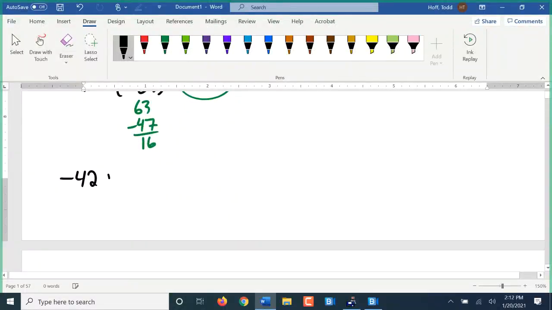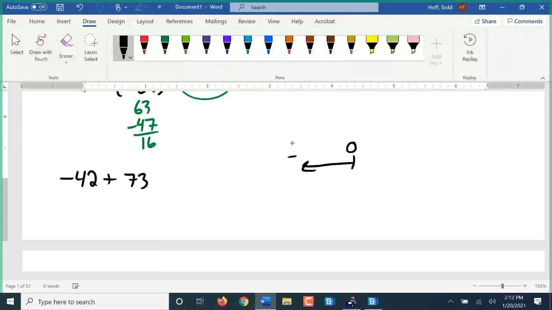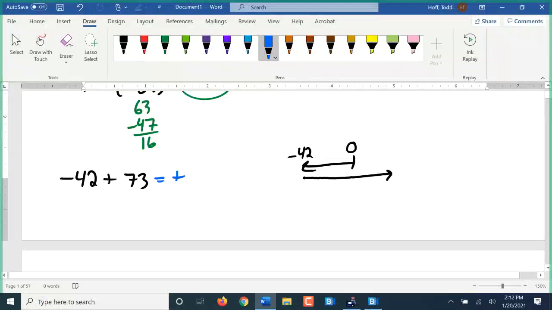I have a negative 42 plus 73. Here's 0. Negative 42 goes in the negative direction. 73, same direction or opposite? Opposite direction. Well, it goes past 0. So that is telling us we've passed 0, so we've gone to the positive side. So our answer is positive. And do we add the absolute values or subtract them? Right. Subtract them. So the bigger one's 73. Subtract 42, that gives us 31. That's a positive 31.